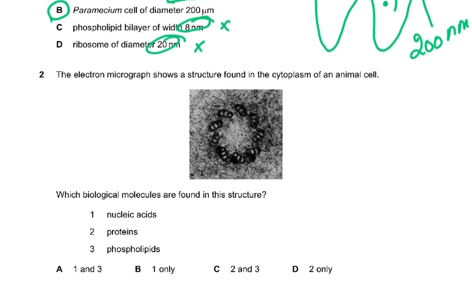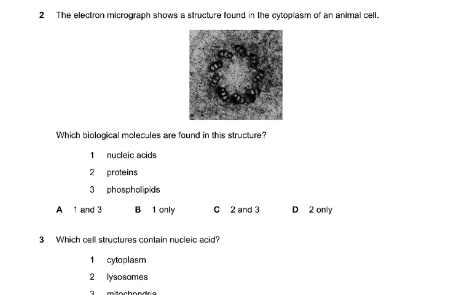Then coming to question number 2, the electron micrograph shows a structure found in the cytoplasm of an animal cell. Which biological molecules are found in this structure? You all know this structure is the centriole, and the centrioles are made up of microtubules. So basically, they're made up of proteins. So the answer is D, which is only proteins.